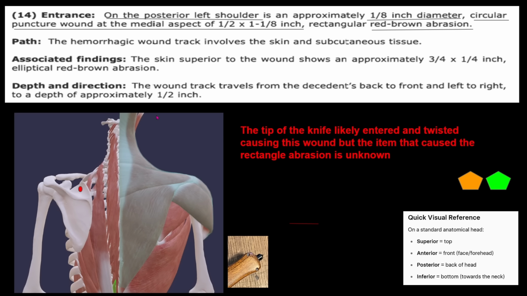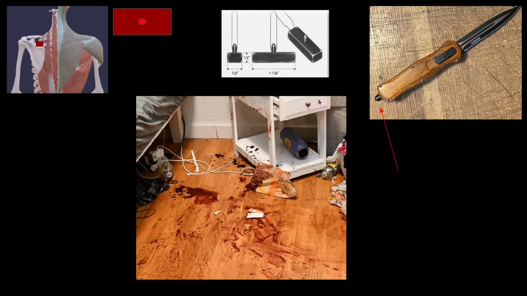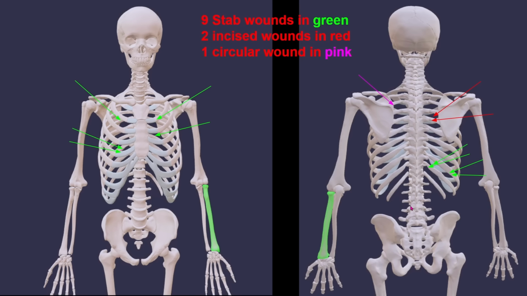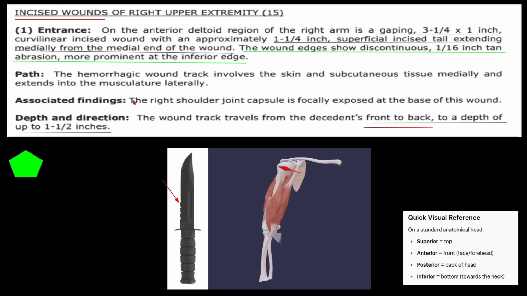And this one is the posterior left shoulder. I've already gone over this in another video, but it's 1/8 diameter, circular. And it's got a rectangular red-brown abrasion that's 1/2 by 1 1/8 inch. And that little circle's right in the middle of it. I believe this indicates a skull crusher on the bottom of a knife that created that wound. And then I've got the reasons for the skull crusher. I've already covered this. Then we get to the incised wounds of the right upper extremities.